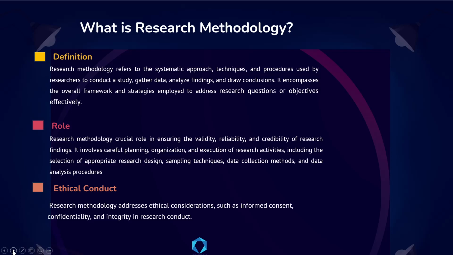What is the role of research methodology? It is very crucial in ensuring validity, reliability, and credibility of the research findings because it involves planning, organization, and then execution of research activities, including selection of appropriate research design, sampling techniques, data collection methods, and data analysis procedures. Research methodology also addresses ethical considerations such as informed consent, confidentiality, and integrity in research.